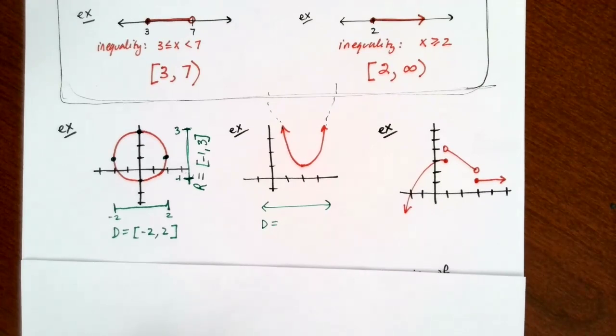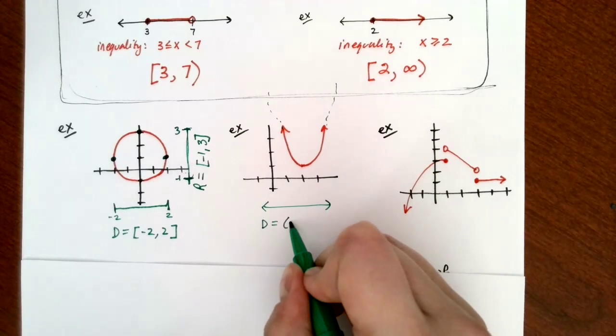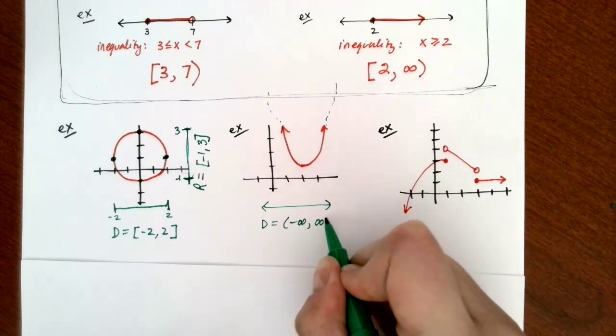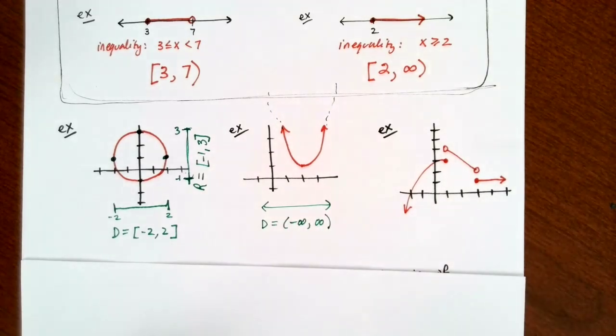So we want to say everything in interval notation. So we're going to say no lowest, no highest. So we just use both of the infinities. This is how we would say all real numbers.